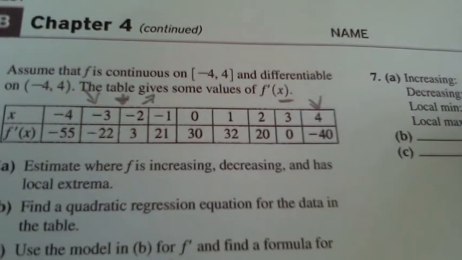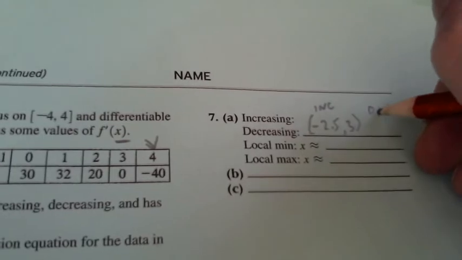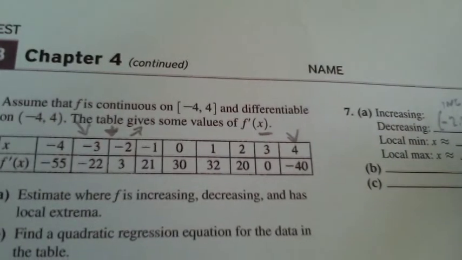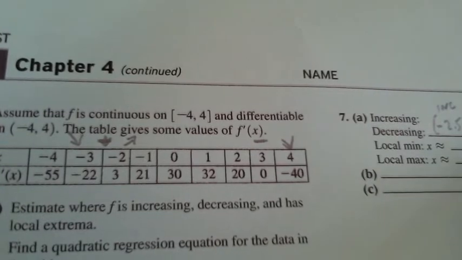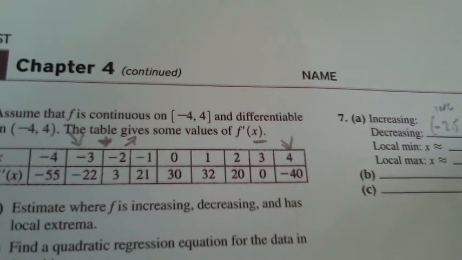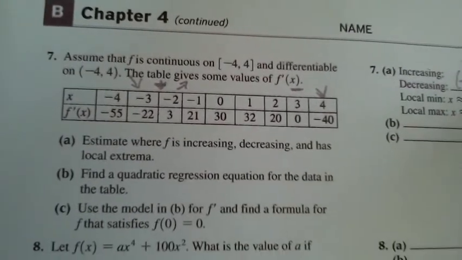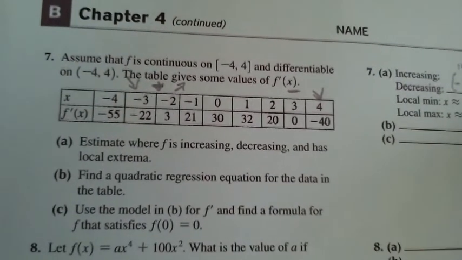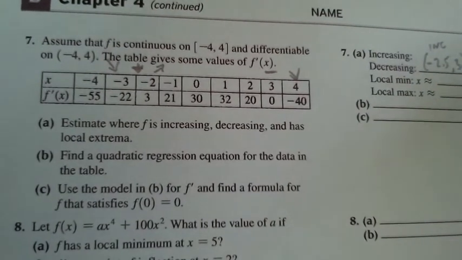So we're decreasing from negative infinity to -2.5, and then we are increasing.